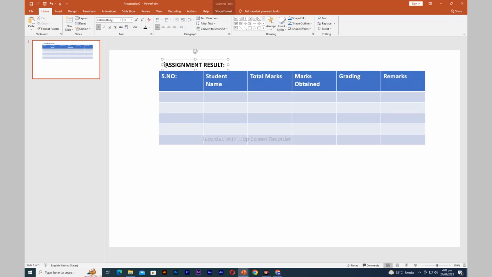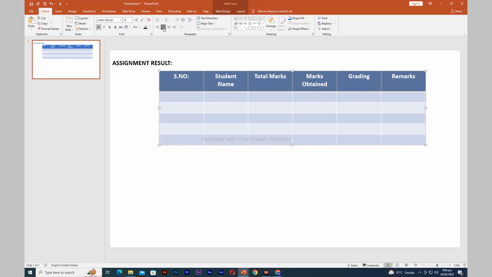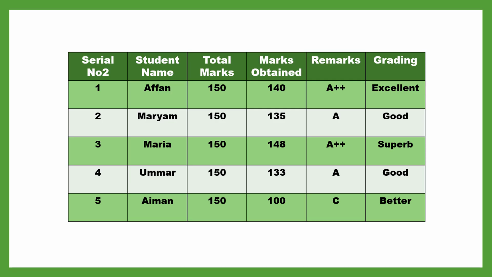To center the text in the top row, select the top row by bringing the cursor at the start of the row. Wait till its shape changes like this and click it. The entire row will be selected. Now click Center in the Paragraph group of the Home tab. All the headings will be centered. Now populate the rest of the table like this.